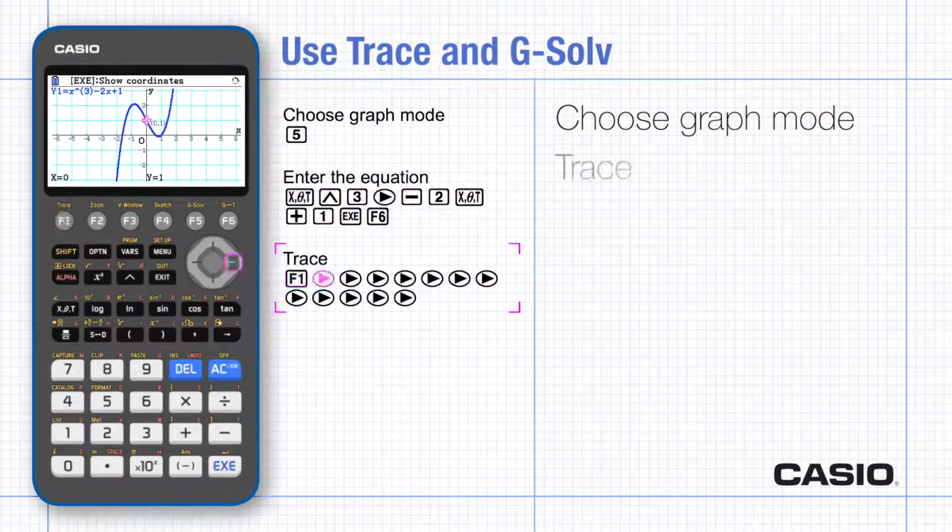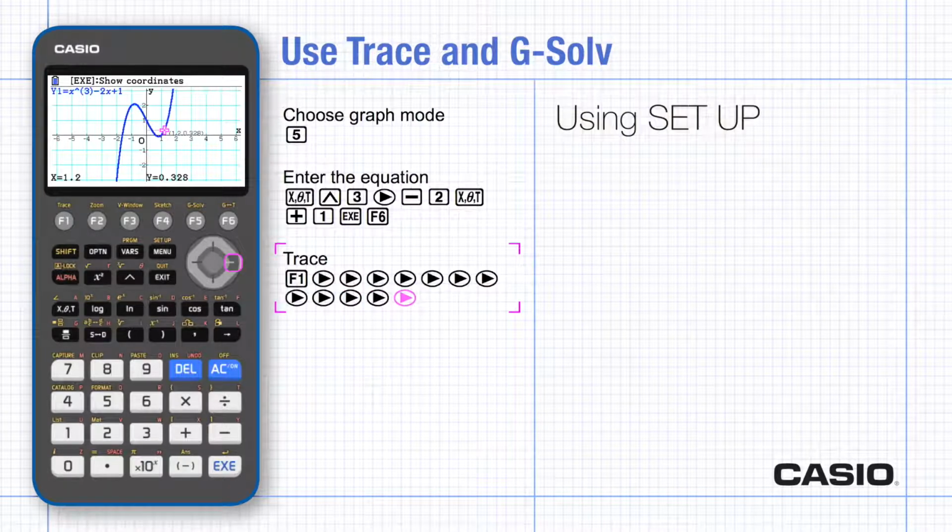Now press Trace and scroll across the graph. Notice the coordinates of each point are given on the screen as you scroll. And in this demonstration, you'll see that the curve crosses the axis at the point (1, 0).